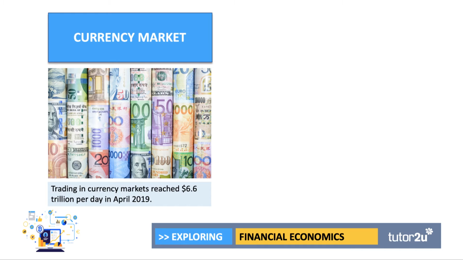And then we'll get into the world of currencies, the buying and selling of dollars and yen and lira and Swiss francs and pounds. The global currency market is 24/7. It trades 24 hours a day, 7 days a week. And trading in currencies is absolutely huge. Over $6.6 trillion a day worth of currencies traded in April 2019. You can bet your last dollar that figure is much higher in the summer of 2020.